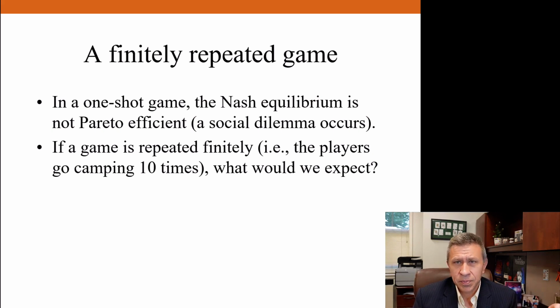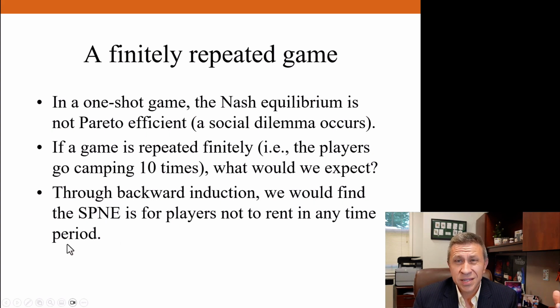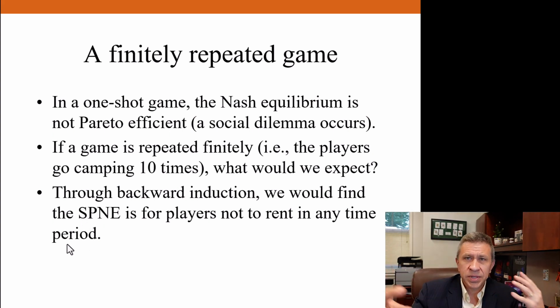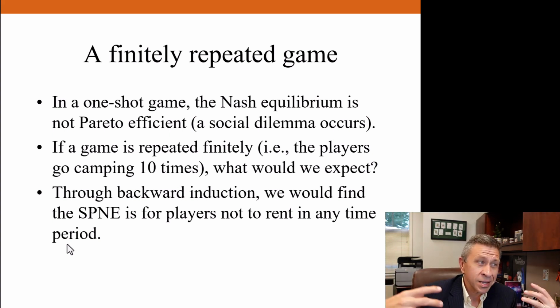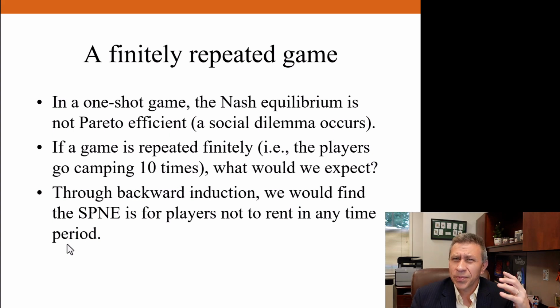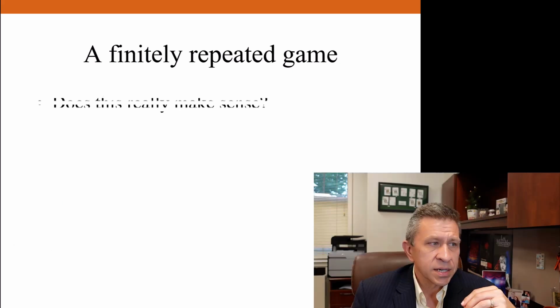So if a game is repeated a finite number of times, and we use backward induction, the subgame perfect Nash equilibrium is for the players not to bring fireworks at all in any of the time periods, which seems a little bit crazy, right? Because it seems like there are huge benefits if they could somehow cooperate, and now they are repeating, so why can't they get there? That's the problem we're seeing with this potential repeated game.